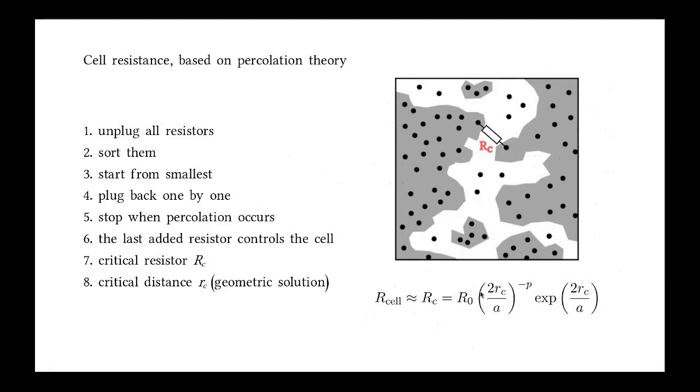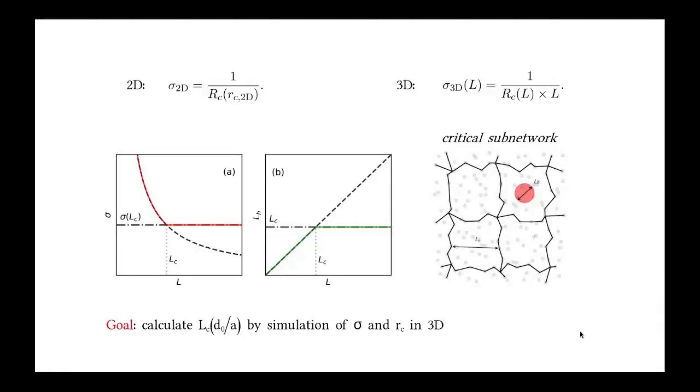Because the resistances depend exponentially on the distances between the sites, we can say that the resistance of the entire cell depends only on one geometric parameter, which is the distance of the critical pair, or the separation of the critical pair. The scale-independent microscopic property is conductivity, and in 3 dimensions the conductivity is given by this formula. It depends not only on the cell resistance but also on the cell size.